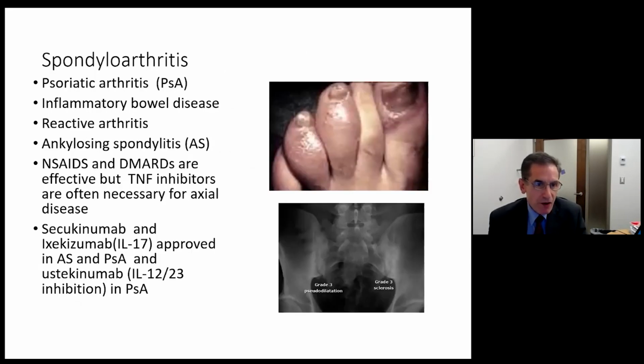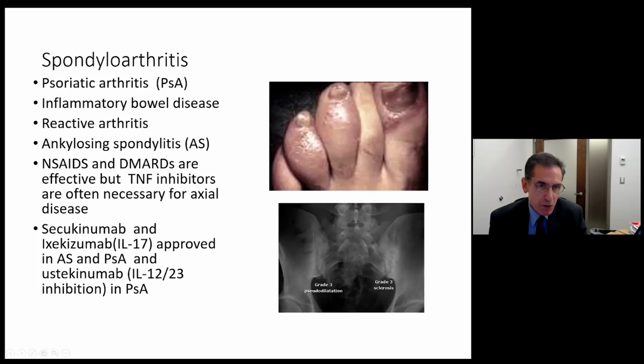With regard to spondyloarthritis, there are several different types, as you are aware. Psoriatic arthritis, inflammatory bowel disease associated with spondyloarthritis, reactive arthritis, ankylosing spondylitis. In all of these disorders, nonsteroidal anti-inflammatories and DMARDs such as methotrexate are effective, but in patients who have axial involvement, which includes sacroiliitis and spine involvement, biologic agents such as the TNF inhibitors are necessary. Non-biologic agents such as methotrexate do not work for axial disease, and that's important to remember.